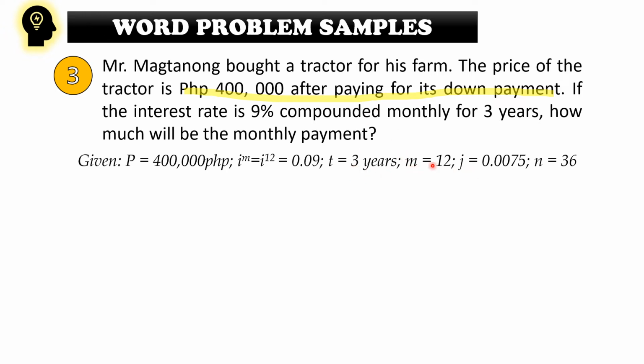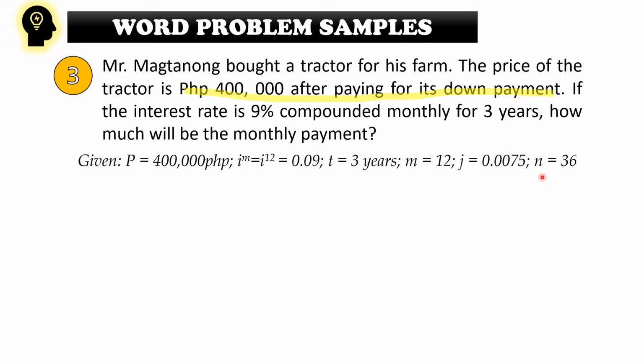M, 12 as what I have mentioned. Then letter J. Okay, letter J, guys. Paano nakuha ito? We just divide 0.09 by 12. And we came up to 0.0075. Pag dinivide natin tong, kasi ito is annual rate niya to. Since ito ay kada buwan, divide lang natin yan sa 12. Kaya ang kanyang rate per month is 0.0075. This is the monthly interest rate.